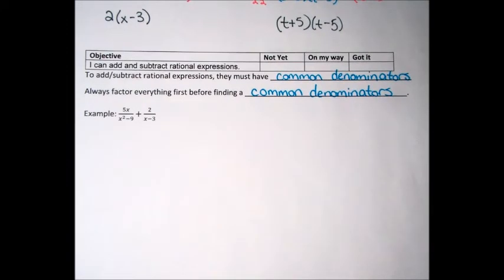So to add and subtract rational expressions, they have to have common denominators. That is very different from what we saw in multiplying and dividing rational expressions. There, we didn't need any sort of common denominator. We just followed the steps. But here, when adding and subtracting, you have to first find a common denominator before you can do any sort of addition or subtraction. In order to find your common denominators, just like we did for LCM, you have to factor everything first. So in our example, we're going to factor everything first.